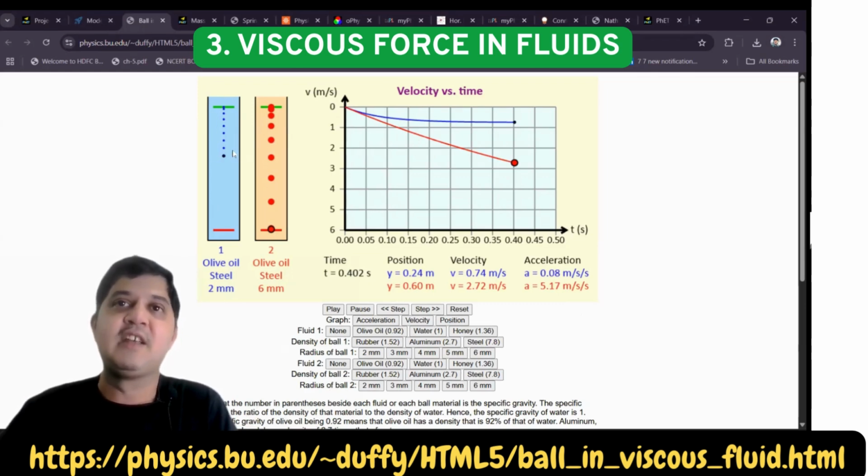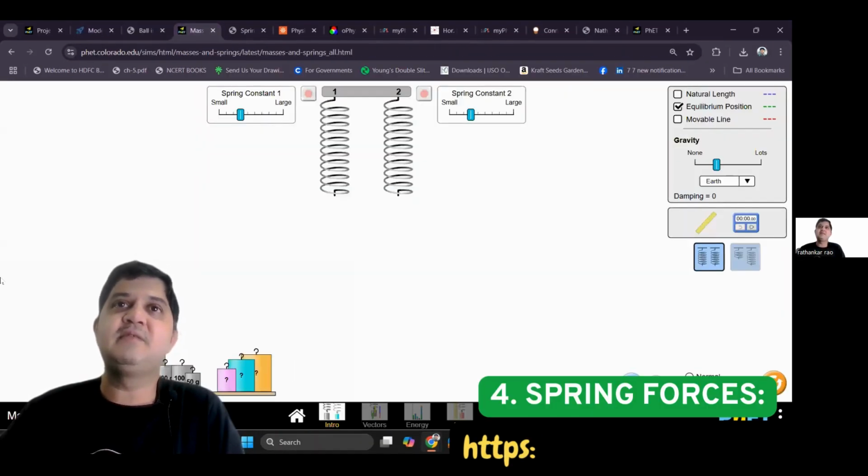You can also ask questions about the dots. Why are the dots equispaced here? Why are the dots located farther away? We can ask about all these questions. Next, let me go to the next one.